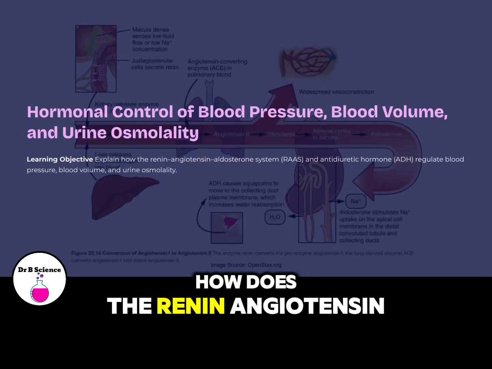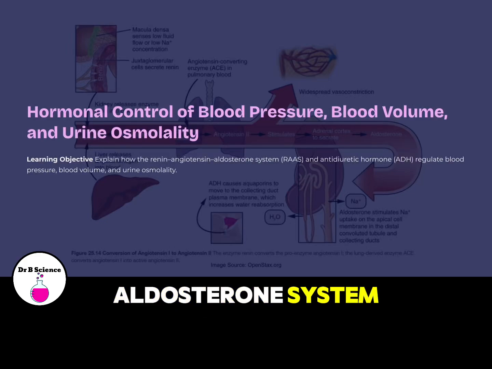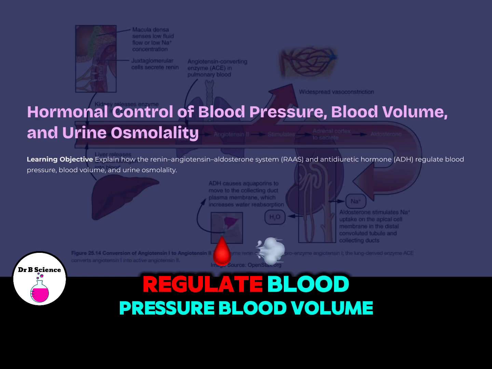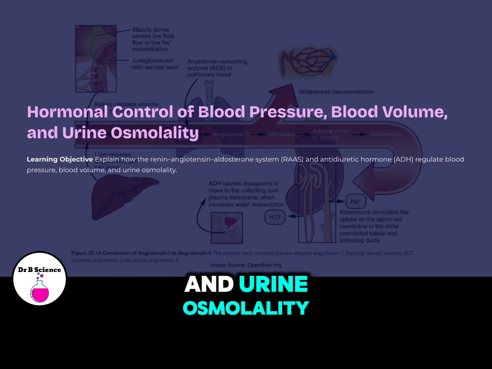How does the renin-angiotensin-aldosterone system, known as RAS, and antidiuretic hormone or ADH regulate blood pressure, blood volume, and urine osmolality?